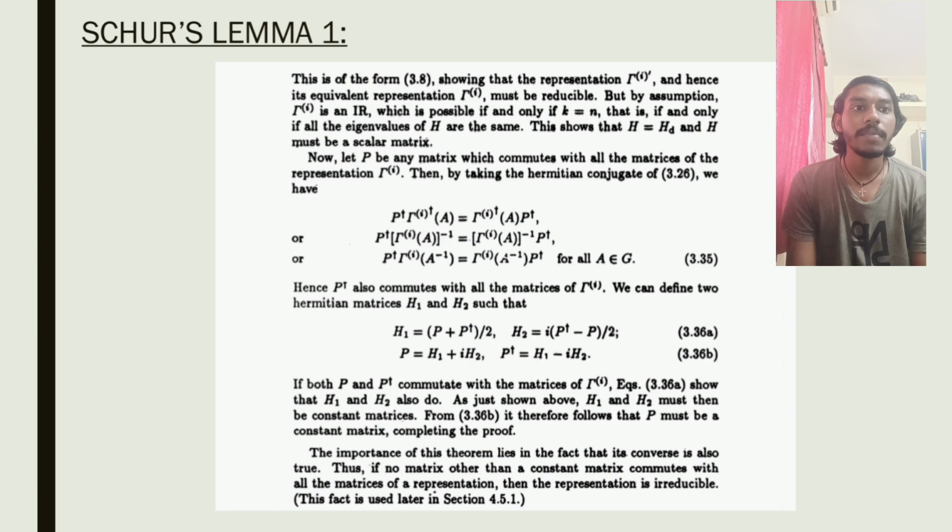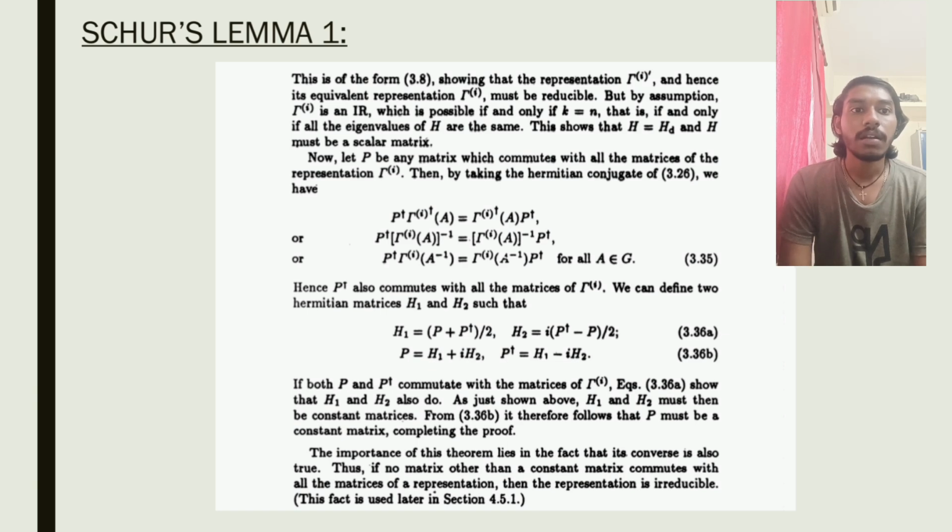Now let P be any matrix which commutes with all the matrices of the representation Γ^i. Then by taking the Hermitian conjugate, we have P†Γ^i†(A) = Γ^i†(A)P†, or P†Γ^i(A^{-1}) = Γ^i(A)^{-1}P†, or P†Γ^i(A^{-1}) = Γ^i(A^{-1})P† for all A belongs to G.